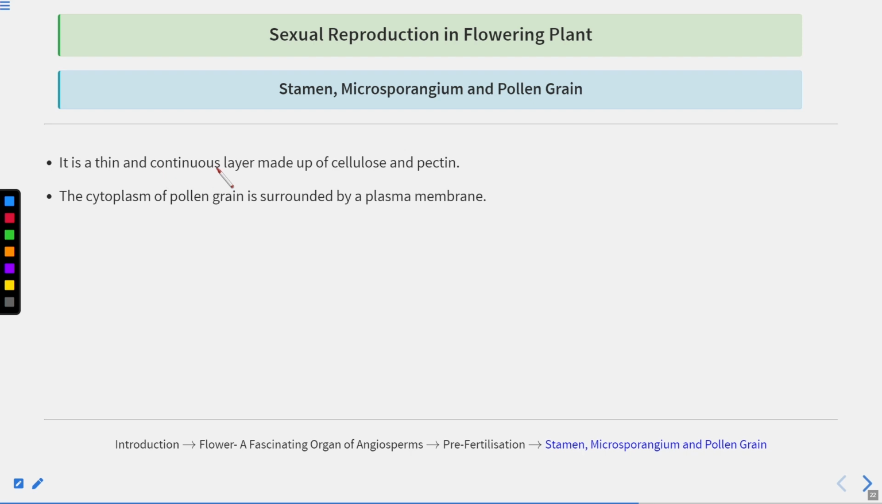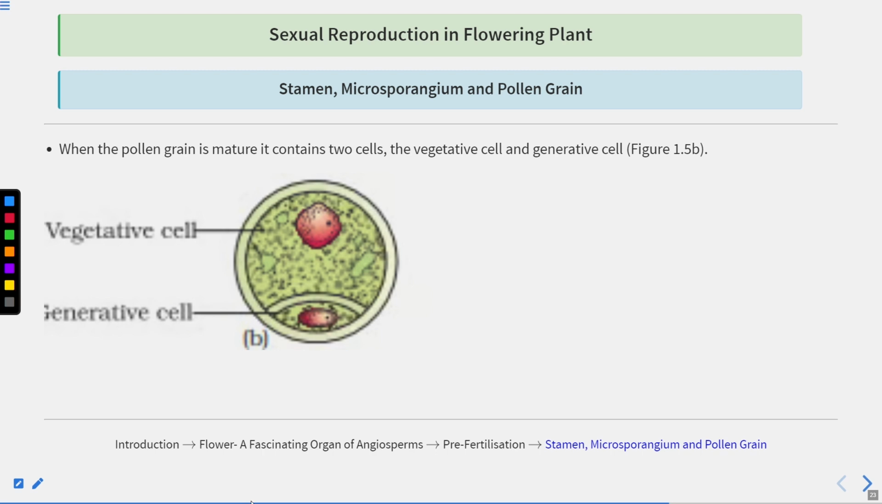Now next, what is intine? Intine is a thin and continuous layer made up of cellulose as well as pectin. The cytoplasm of the pollen grain is surrounded by a plasma membrane. This also you have to remember. So we're talking about the structure of the pollen grain. What is the outer layer? Exine, which is very resistant because of the presence of sporopollenin. The inner layer is known as intine, and the pollen cytoplasm is surrounded by a plasma membrane. Now this is an image showing you the pollen grain, and pollen grains are usually released at the 2-cell stage.